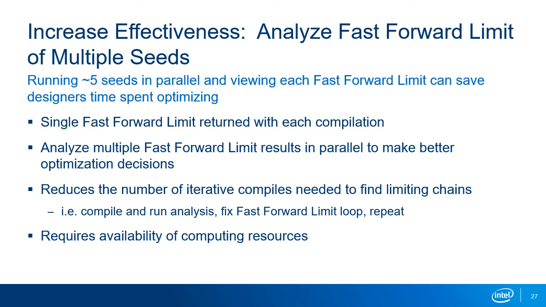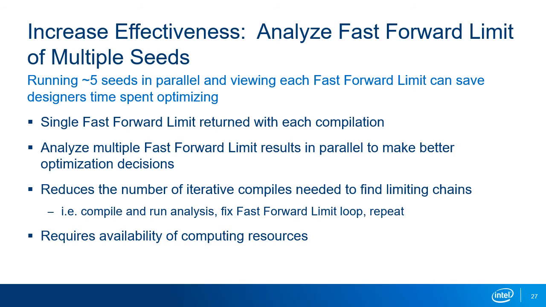We recommend around 5, but this number is dependent on the number and size of the computing resources to which you have access. But running multiple parallel seeds can save you significant time spent in performing hyper-optimization. Since each fast-forward analysis produces a single fast-forward limit, it may take multiple design iterations for you to locate each of the loops that need to be fixed.